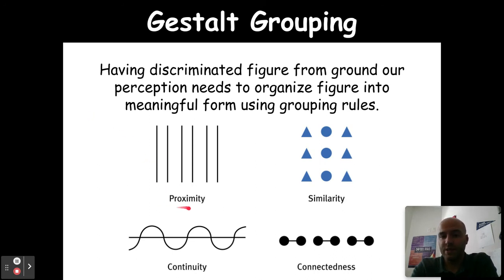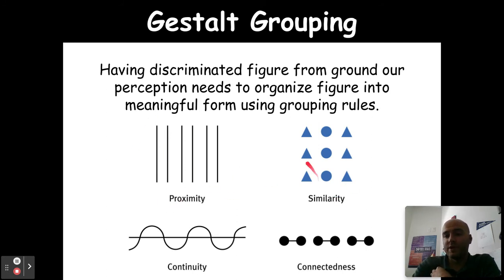First being proximity, the way that these lines are organized. Just because each pair of two is closer together, we assume that they should be grouped that way, right? When in reality, these could just be 6 random lines, but we group them in our mind because of their proximity or their closeness to one another.